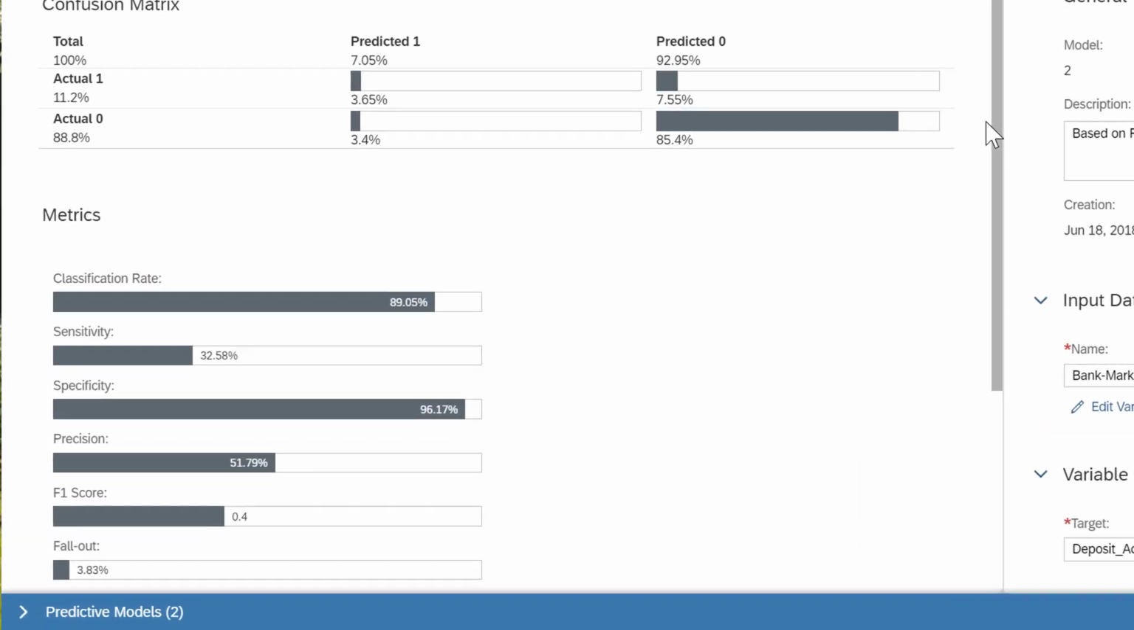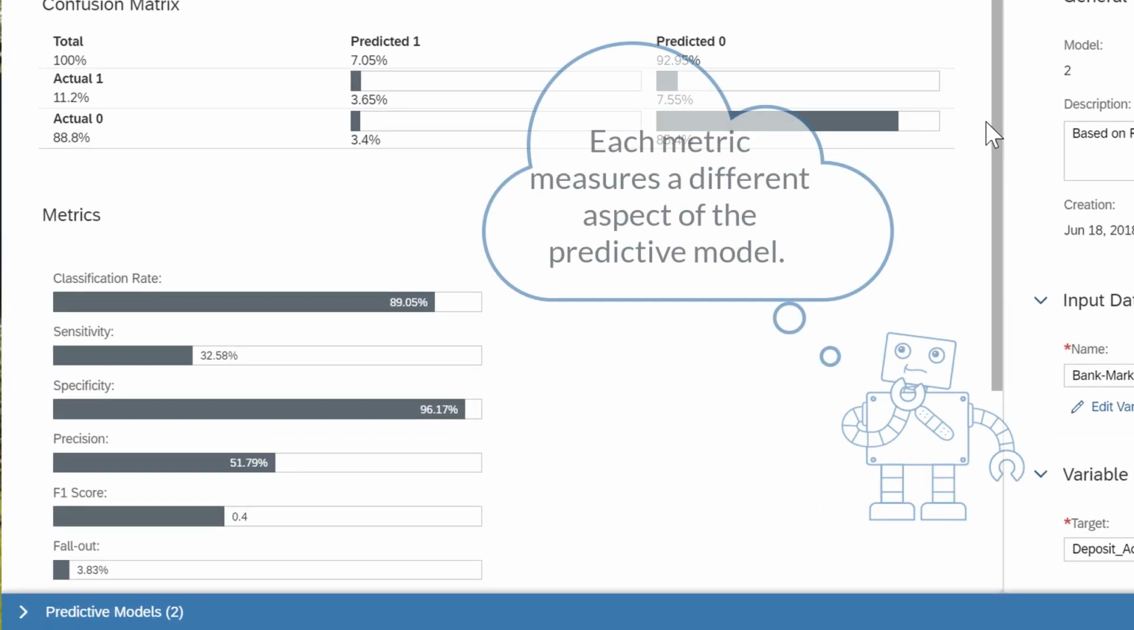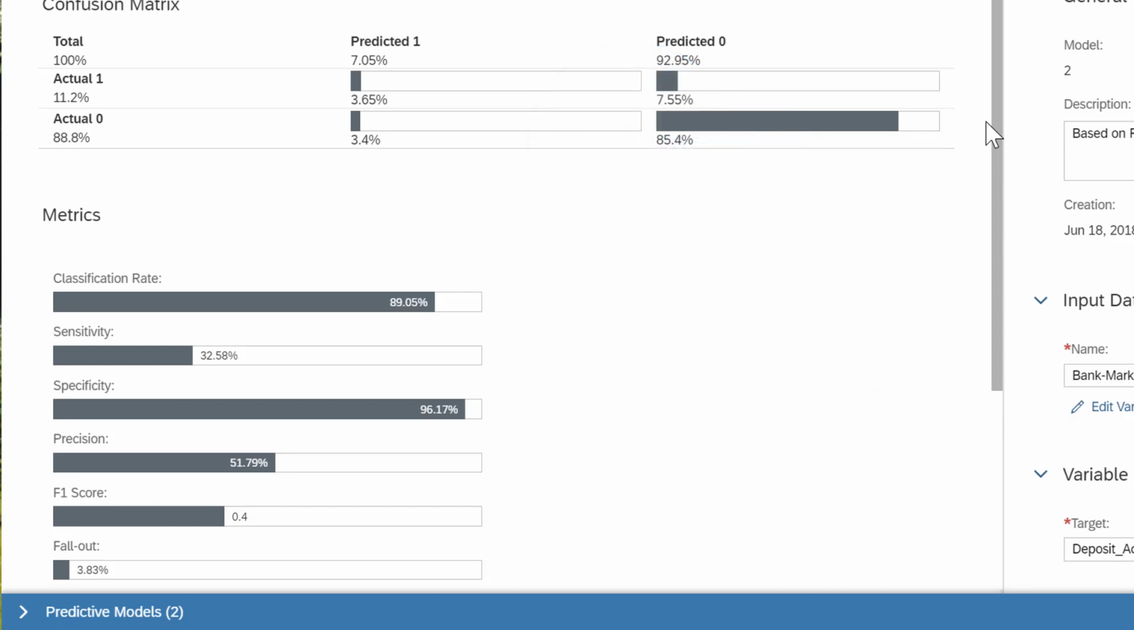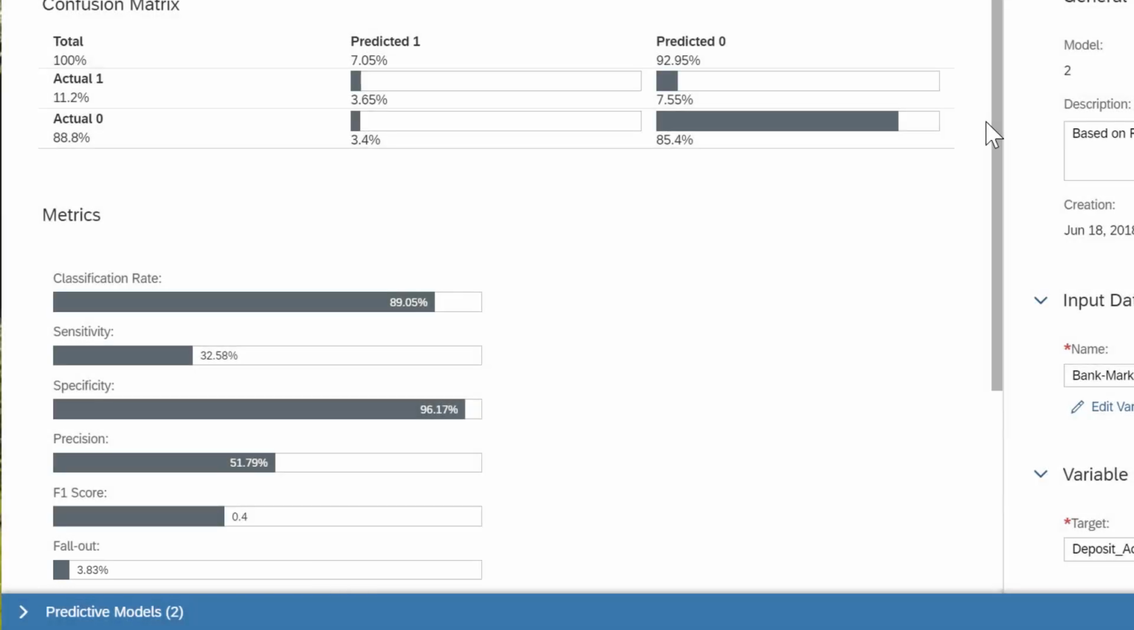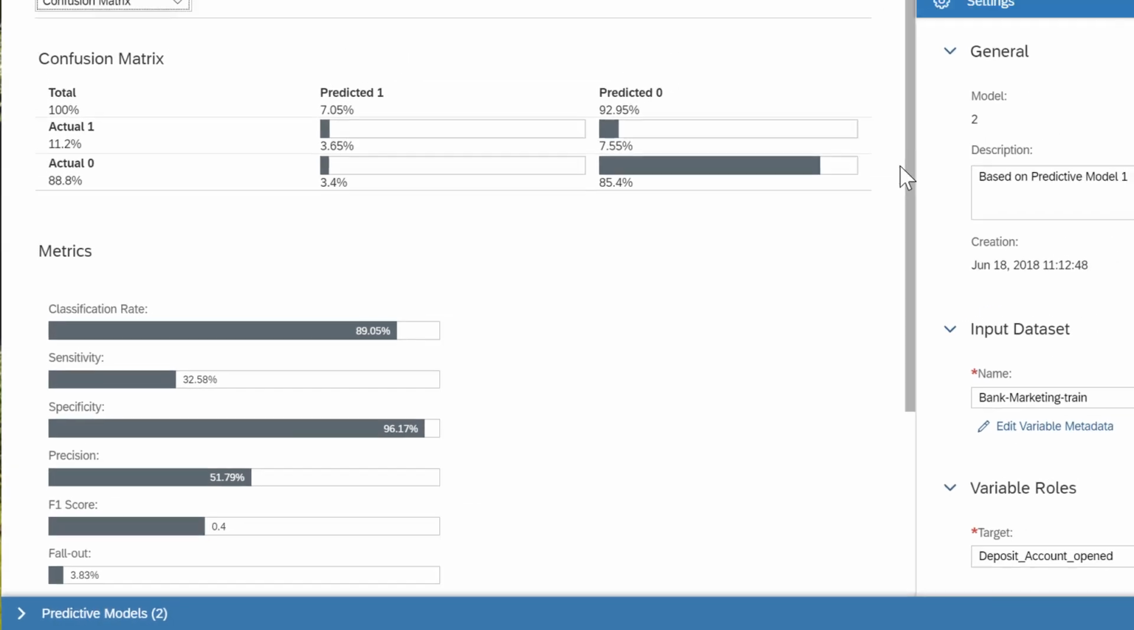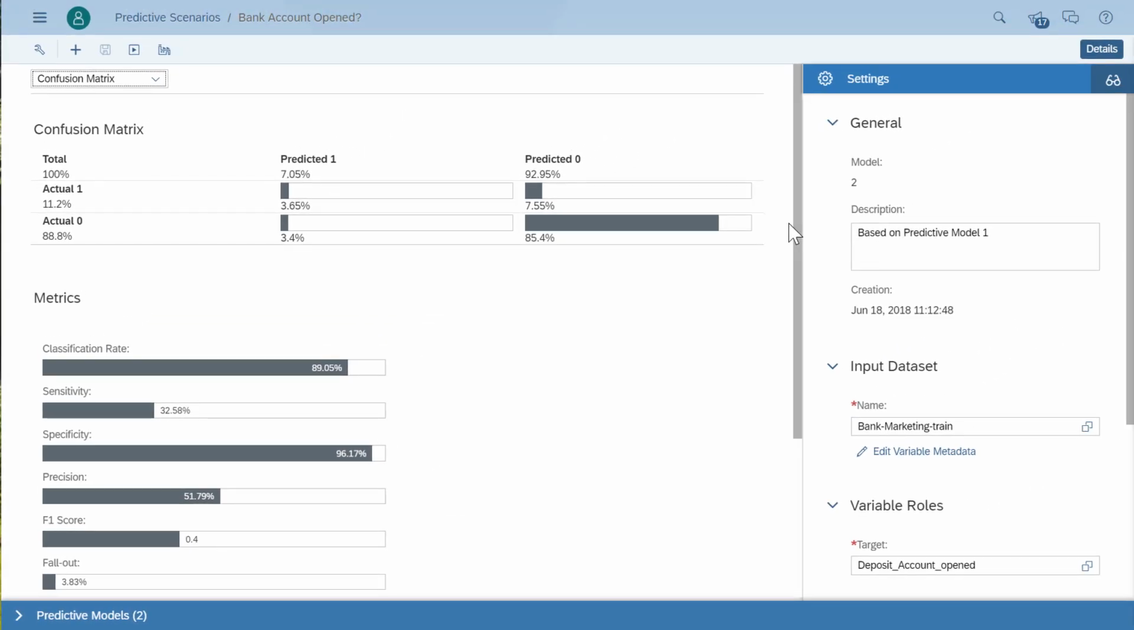The confusion matrix also computes some useful metrics. Our main business concern is to find the best customer group to target. So looking at the fallout value is one of our most useful indicators. It shows that almost 4% of customers that are not interested in opening a deposit account are actually classified as Predict 1 and so will be contacted during the marketing campaign. This is a waste of resources.